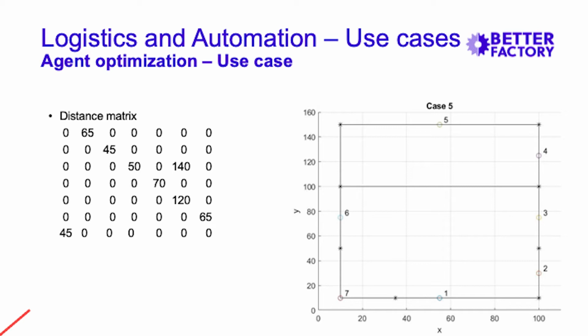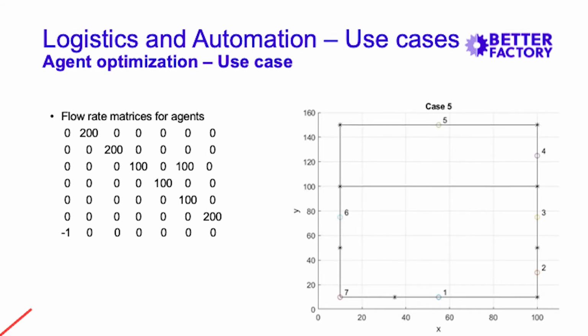Let's have a small, easy example. In the right picture, we have numbered the stations from 1 to 7. On the right side, we have the distance matrix, where the first row represents the distances from station 1 to all other stations. The number 65 now represents the distance from station 1 to station 2. So from here, station 1 to station 2.